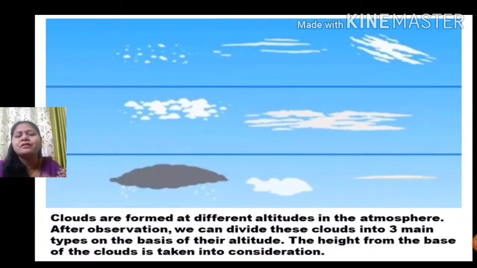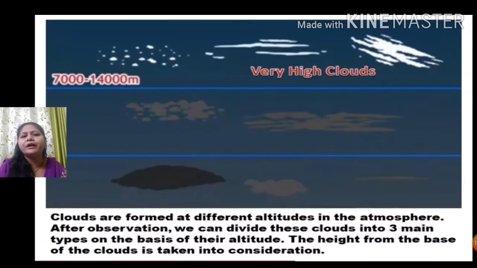Three types of clouds are seen here, at three different heights. Which is the first height? 7,000 to 14,000, suppose it is the topmost one. Then the one in between is 2,000 to 7,000, and the lower one is less than 2,000. Got it? So in this way we are going to divide it into three. The first section is about 7,000 to 14,000. It is very high clouds. The first, which is at the highest altitude, is given the class name very high clouds.